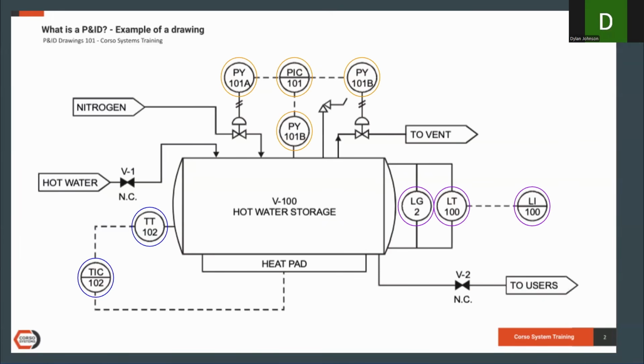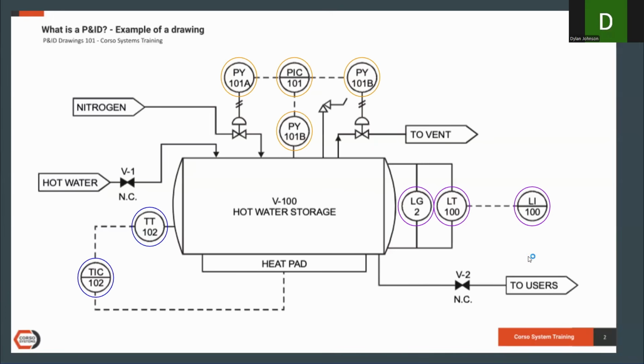For example, when we see a TT, we know that the first letter means temperature, but this second letter actually tells us that this is a transmitter. So this is transmitting temperature data further on down the line into maybe what we see right here, a TIC, which is a temperature indicating controller. This will take the temperature data from the transmitter and be able to do something further on down the system.